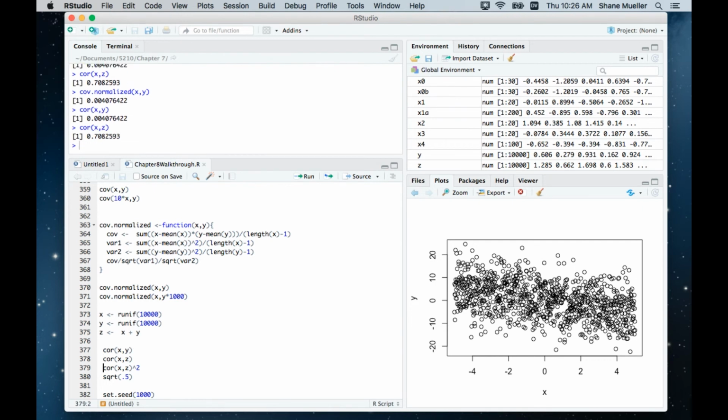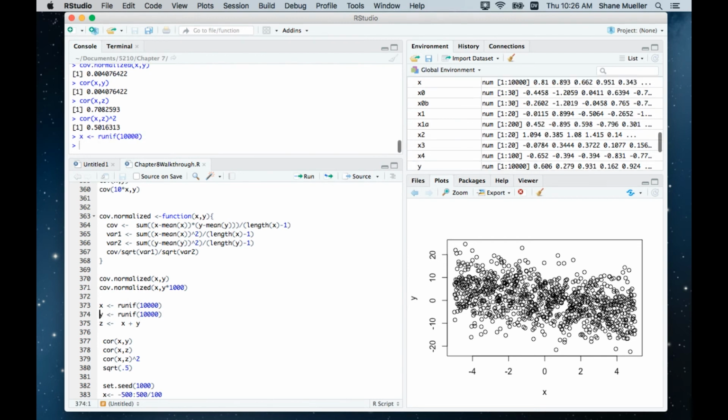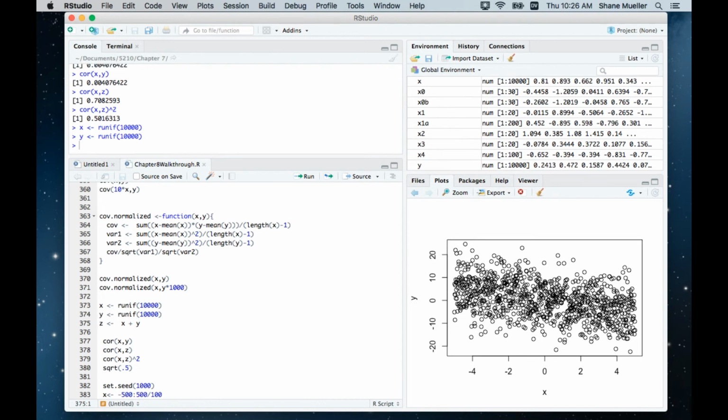So we can calculate it against x, y, and z. And if we square it, well, let's look at this example here. I've got uniform random variables x and y, and then I make z, which is the sum of the two.